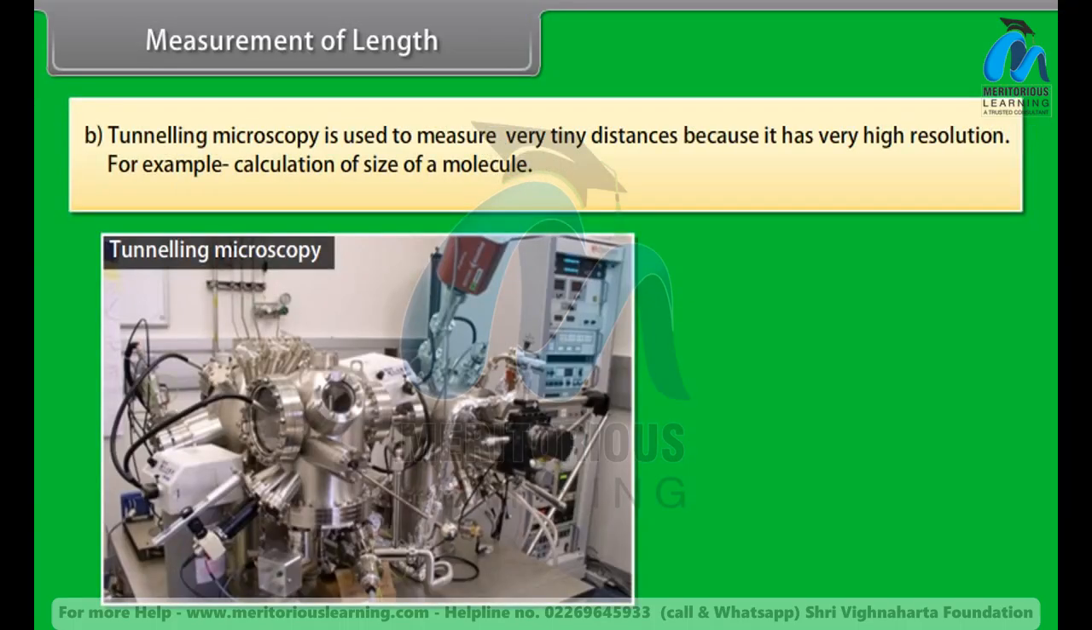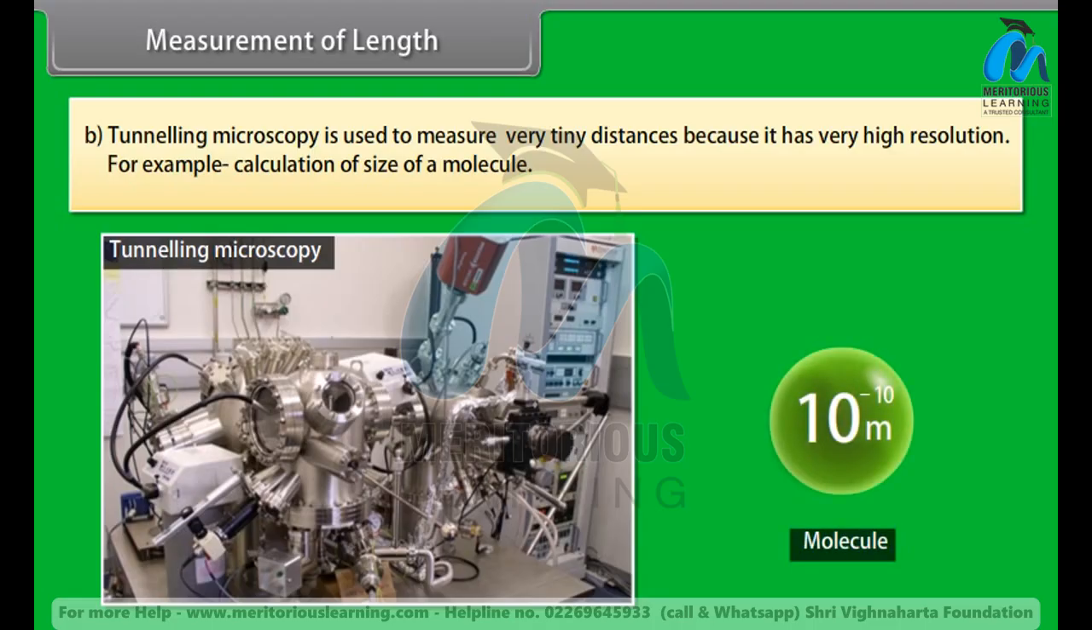B. Tunneling microscopy is used to measure very tiny distances because it has very high resolution, for example, calculation of the size of a molecule.